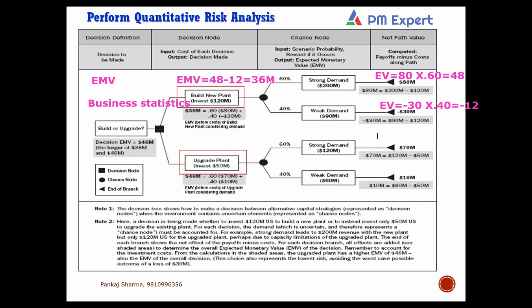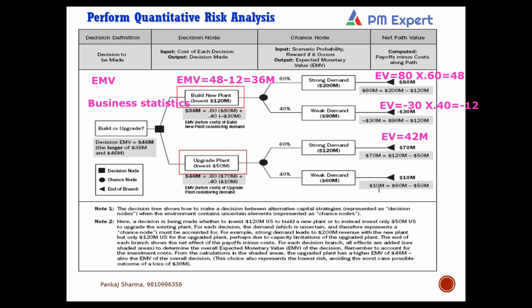Now tell me, is this profit of 70 million 100% guaranteed or 60% guaranteed? 60. So what is the value? 42. Right? So 42. Is that okay?